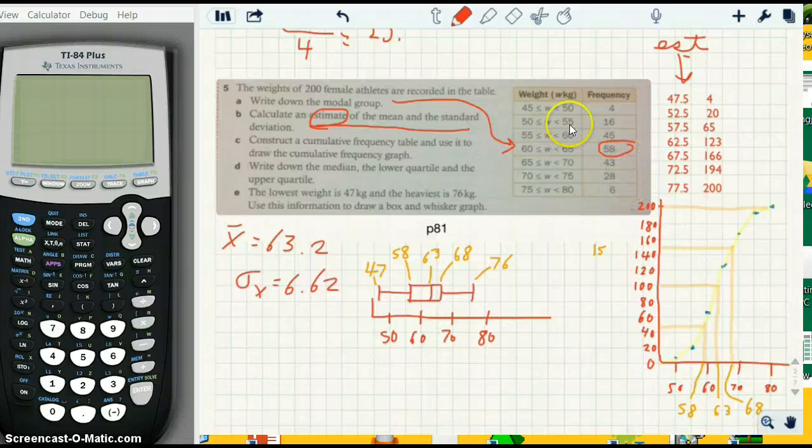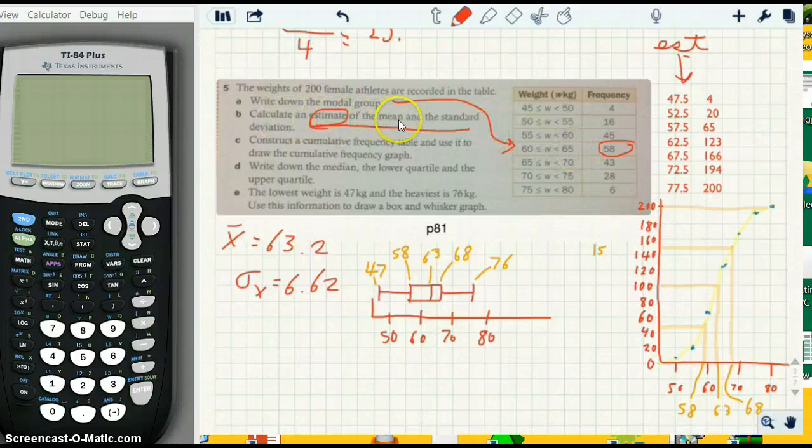So for example, in the first one, the question says write down the modal group. Now the modal group is kind of like the mode, but the mode would be like an individual weight, and we don't know individual weights. So instead of asking for a mode, they ask for the modal group. Well, the modal group would be this category here, 60 to 65. So 60 is less than or equal to W is less than 65 is the modal group.